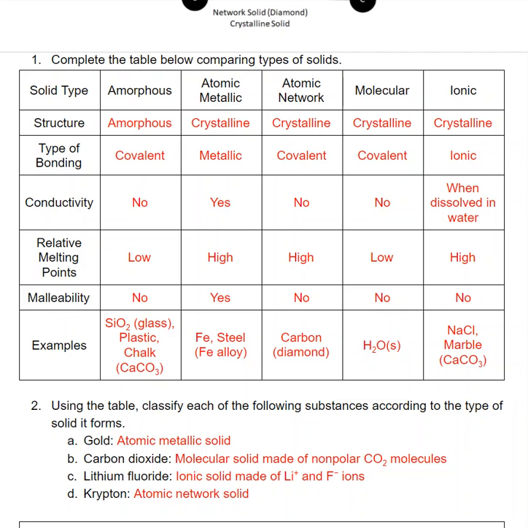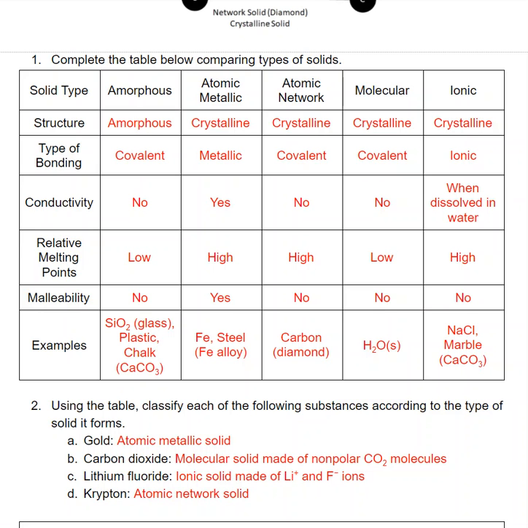So the different solids here are going to have different forces of attraction, which is going to impact their properties like melting point and malleability. An example of an amorphous solid would be something like glass. If you've looked at really old glass, it actually looks like it started to melt. And that's because of the amorphous nature of the glass. Over time, those bonds have shifted. Plastic is also amorphous, and chalk actually has an amorphous structure.